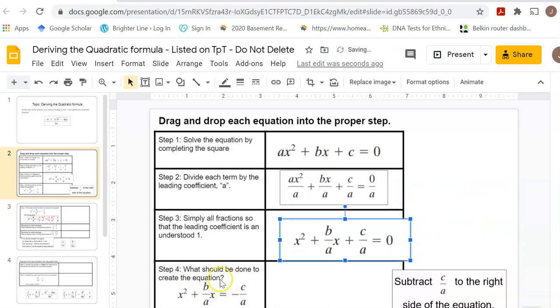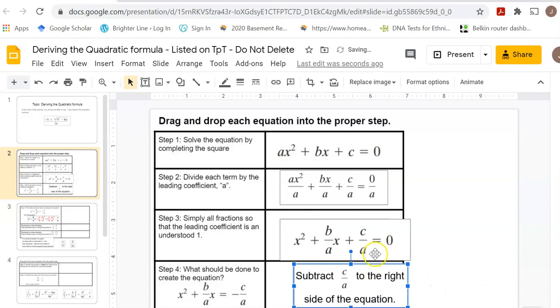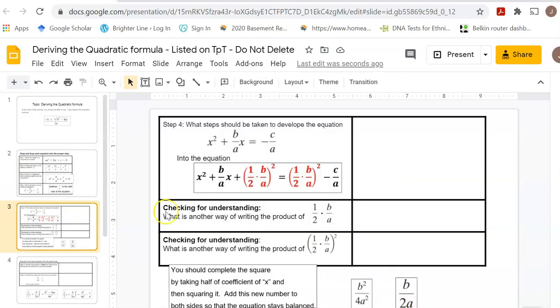The last one says, what should be done to create the equation here? Like, well, you subtract C over A from the right side of the equation. So you take this, subtract C over A, there it is. So if they're remembering anything of what you said, they can say for certain, but if nothing else, they can kind of figure out, well, this must be what happened. That must have been what happened. And then they go further and continue doing more of the steps.